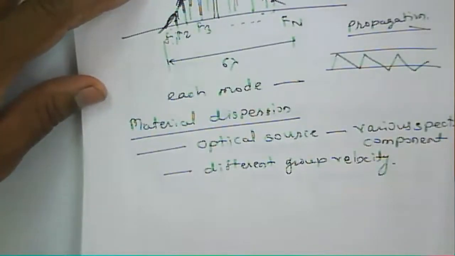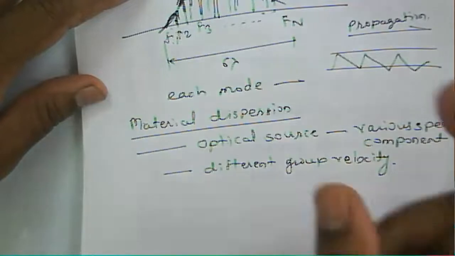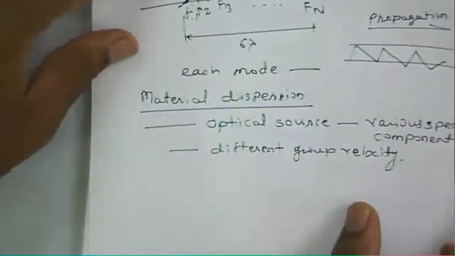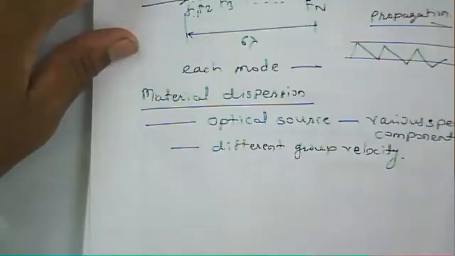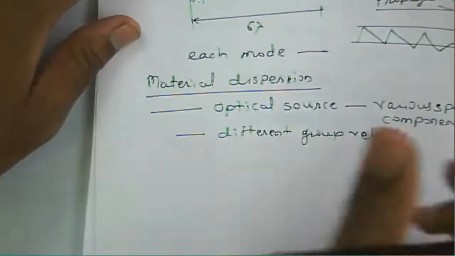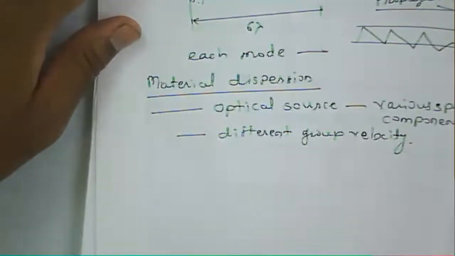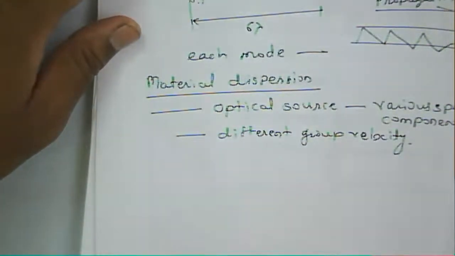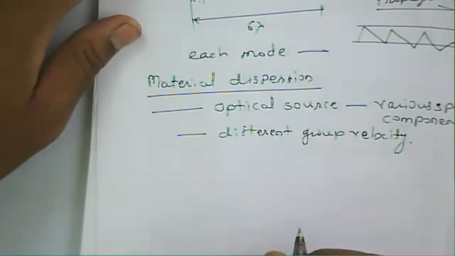So group velocity depends upon the same operating frequency signal. They form the group and propagate through the fiber. That is called the group velocity. Now, because various spectral components are there, they have different group velocities.